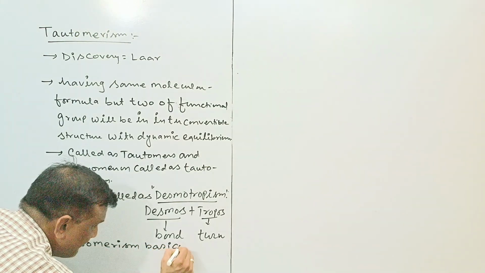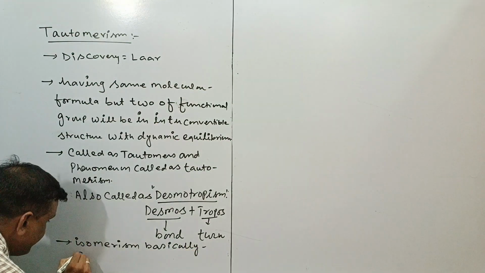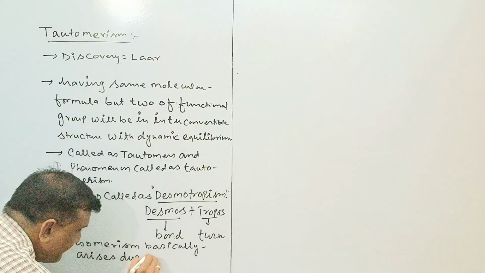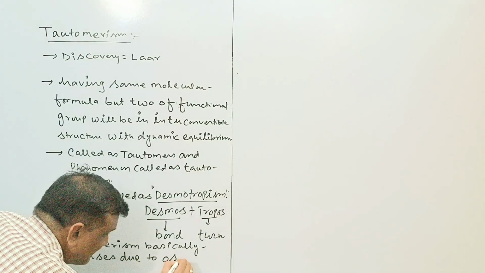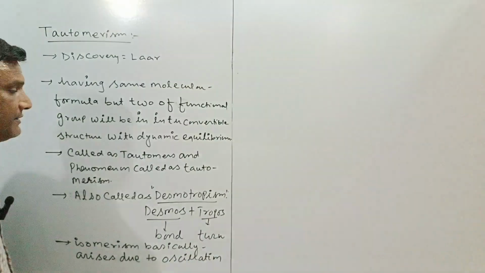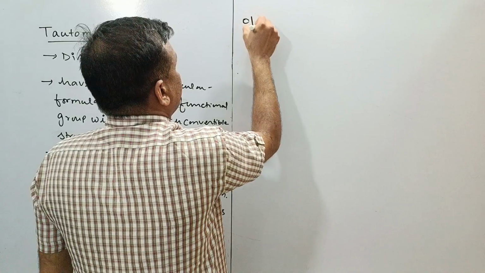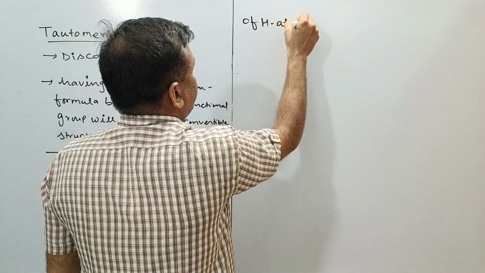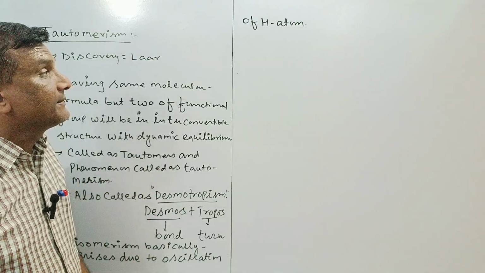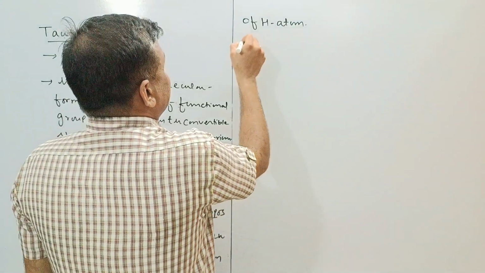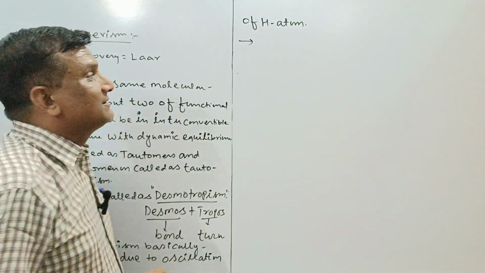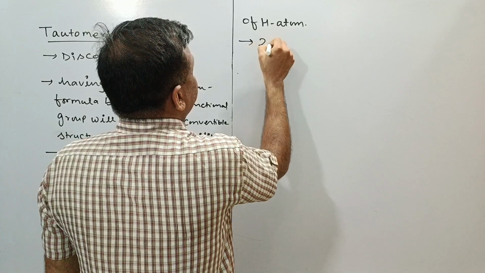We can say this isomerism basically arises due to oscillation of hydrogen atom. The oscillation of a particular hydrogen atom creates it. If we go with desmotropism or tautomerism, then it exists in two systems.